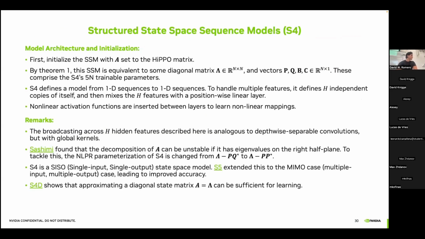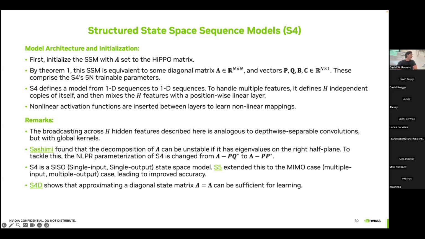All right. So to summarize, the S4 model initializes the SSM with an A matrix set to the HiPPO matrix, right? And they decompose it into these vectors that assume that structure of the matrix A, and that's what is learned later. S4 defines a model from 1D sequences to 1D sequences. So if you want to handle multiple channels or multidimensional things, you do the same as what we do in deep learning all the time: you define H independent ones, and then you mix them. And all here is linear, so if you want to induce nonlinear behavior, you also do what we do in deep learning: you put nonlinearities in between.